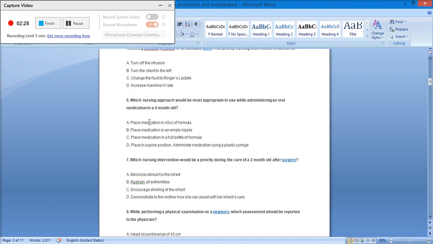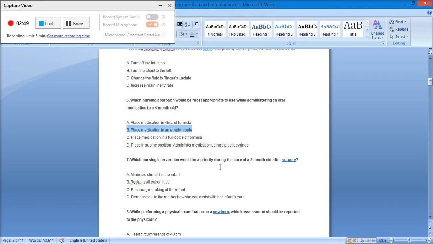Which nursing approach would be most appropriate to use while administering an oral medication to a 4-month-old? A. Place medication in 45 cc of formula. B. Place medication in an empty nipple. C. Place medication in a full bottle of formula. D. Place in supine position. Administer medication using a plastic syringe. The correct answer is B. Place medication in an empty nipple.